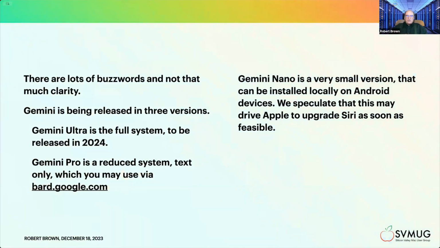And I reiterate here that it's in 3 systems. You can use the Gemini Pro via bard.google.com/chat. And supposedly on Androids, we're going to see this small version to be installed. I kind of wonder if that's going to drive Apple to upgrade Siri, because they're going to have to match that somehow. If Androids are getting Gemini Nano, then Apple has to provide a better Siri.